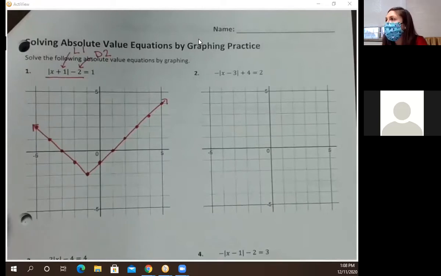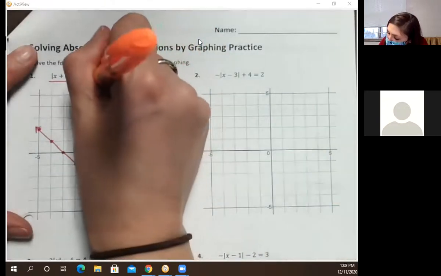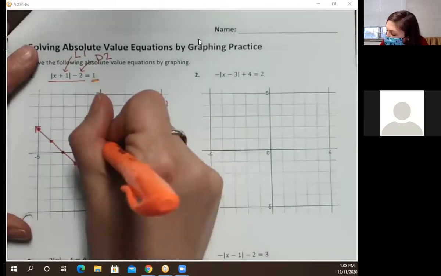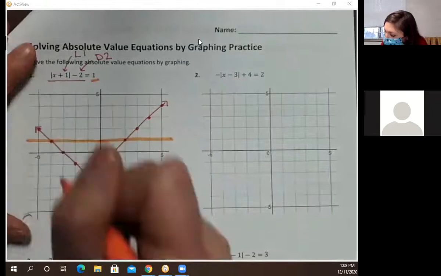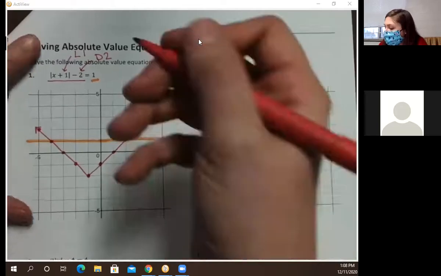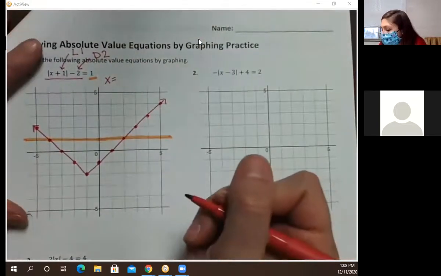So I've graphed the absolute value portion. Now I'm going to graph the thing on the other side of the equal sign. This equals 1, so I'm going to go to where y is 1 and draw my line. My solutions are going to be the x values for those intersection points, the x coordinates.